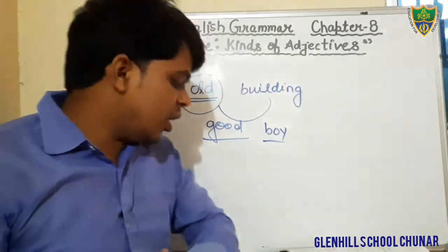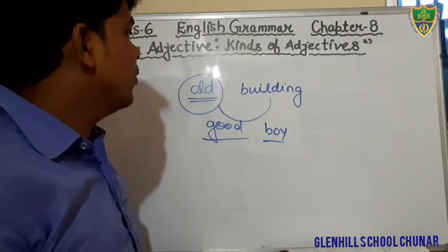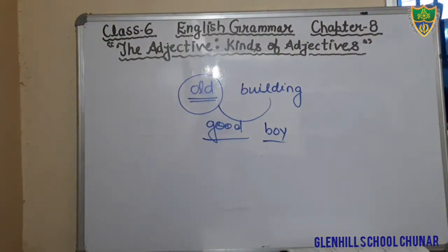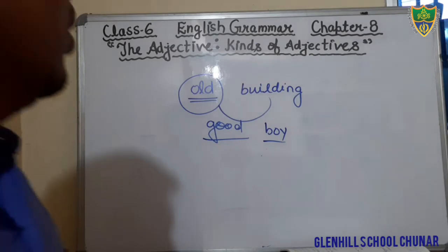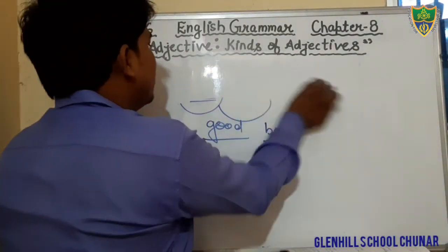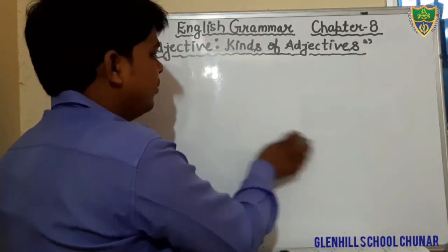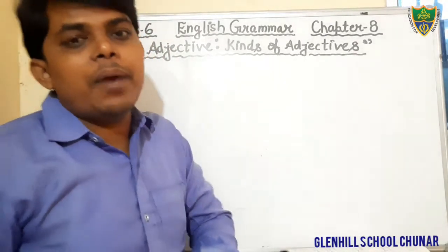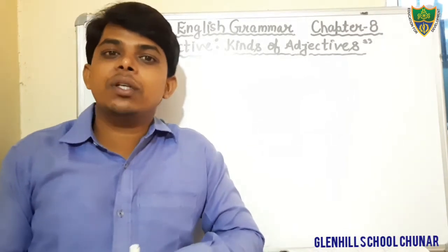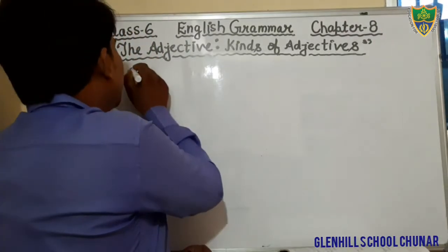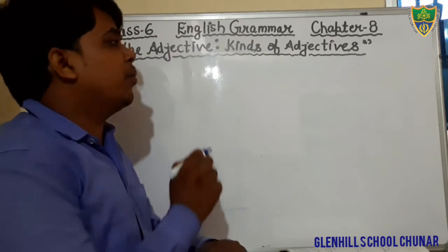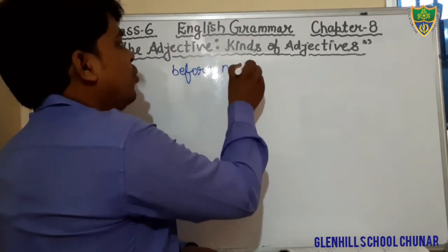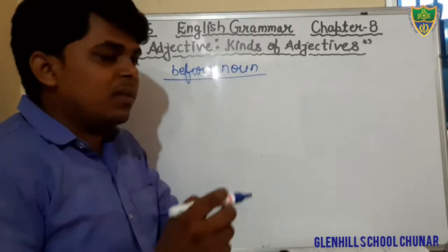And after that, I have also taught you the features of an adjective. Dear students, now the features of an adjective. In the first feature I have told you that maximum adjectives occur before the noun. The first feature was that it occurs before the noun, as you have seen in the example.